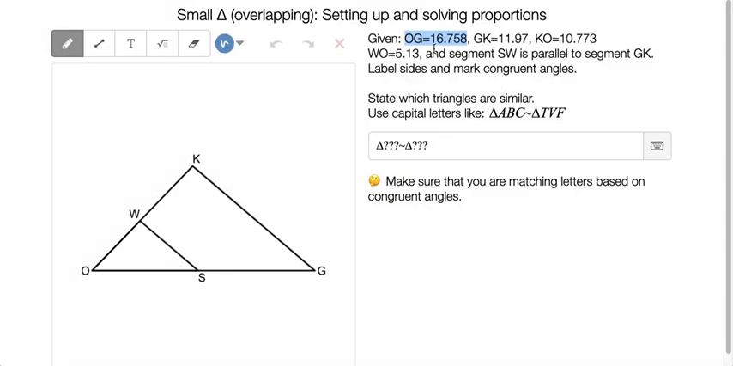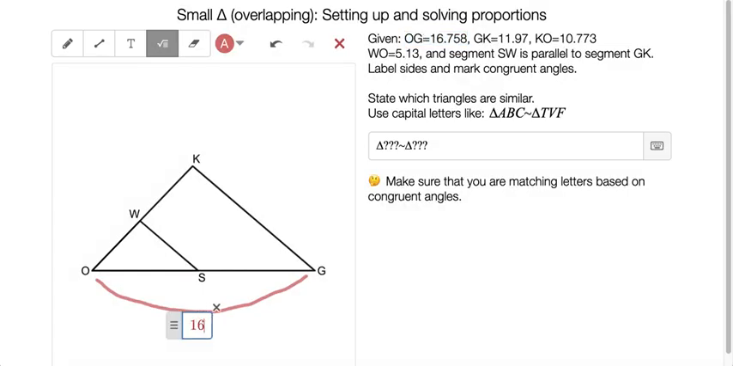OG is this number here. OG is in the big triangle. Start at O and go all the way to G. That is 16.758. GK is 11.97. GK, that I can just put here, 11.97. There's nothing else near it, so no need for this scribble.